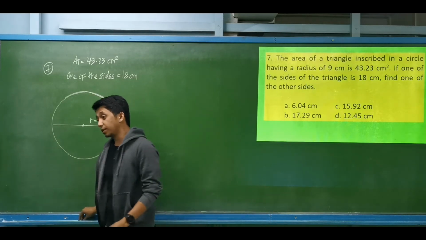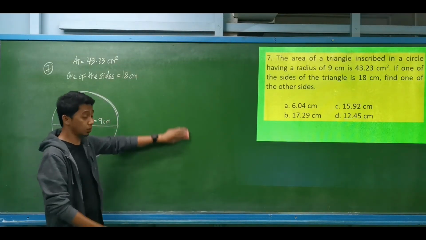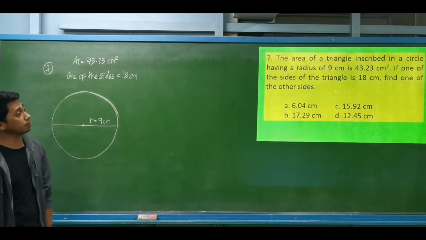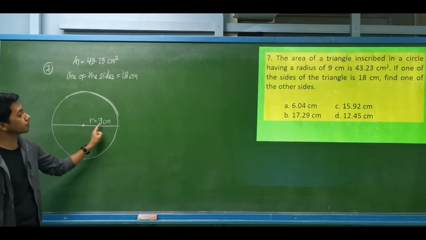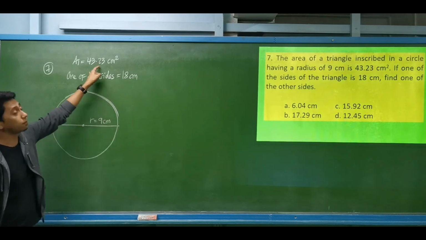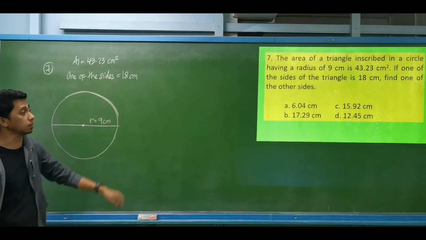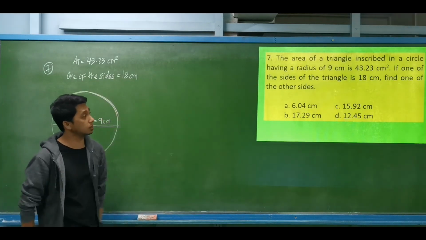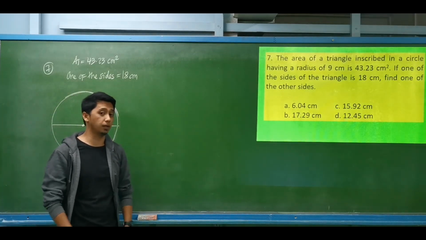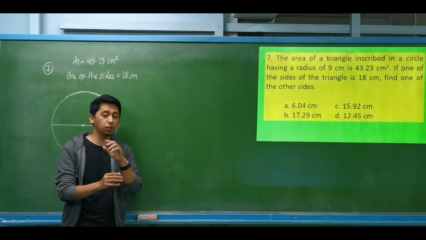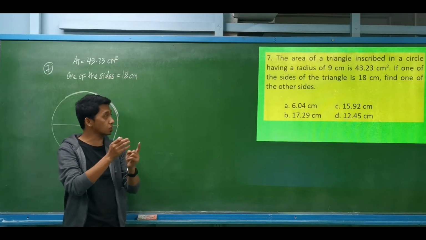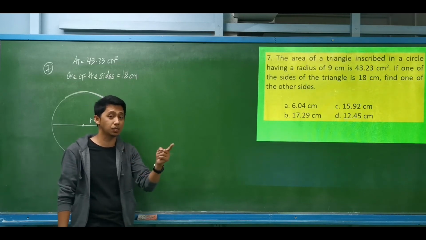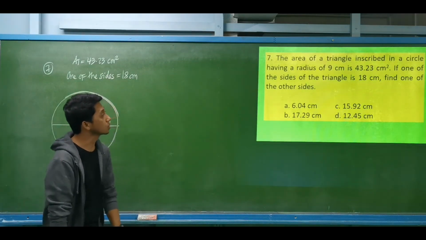Okay, so ito yung example natin. Lumabas na rin ito sa board exam noon. Okay? So the area of a triangle inscribed in a circle having a radius of 9 centimeters is equal to 43.23 square centimeters. If one of the sides of the triangle is equal to 18 cm, find one of the other sides. So, given yung area ng triangle, given yung isang side, tapos yung triangle na ito nasa loob ng circle. Maghahanap tayo ng isa dun sa dalawa pang sides.